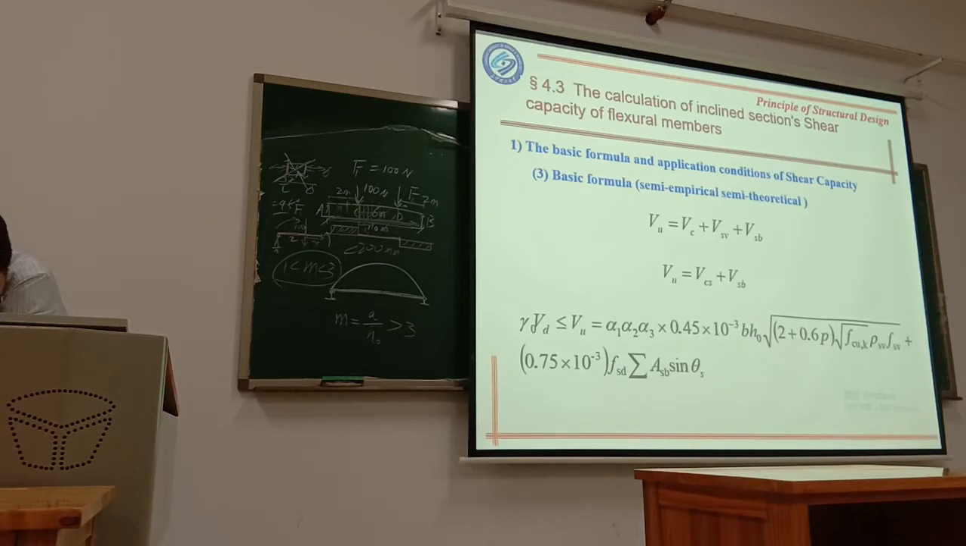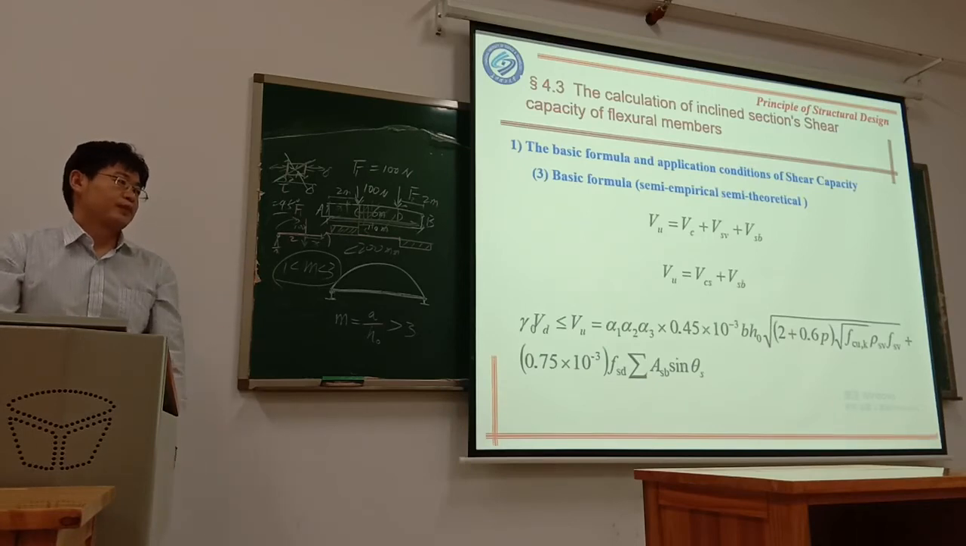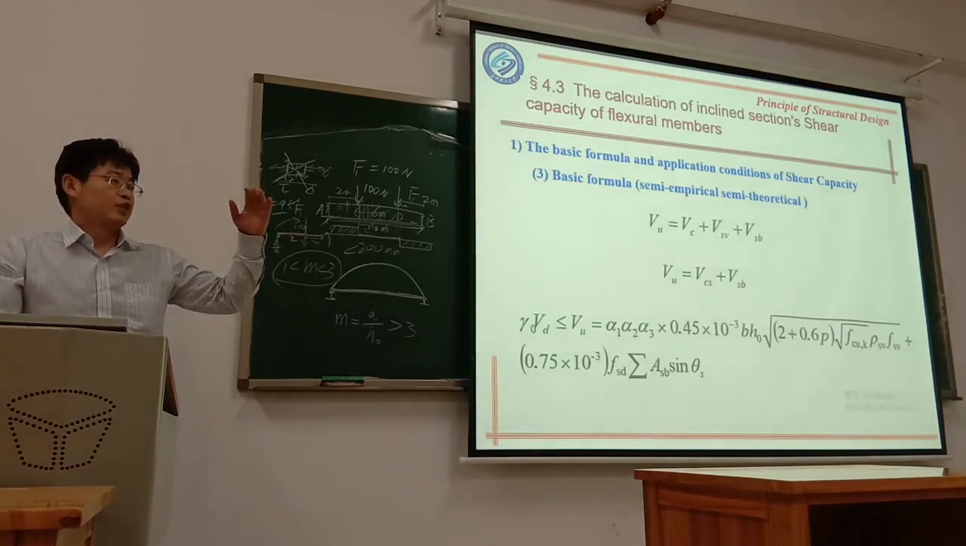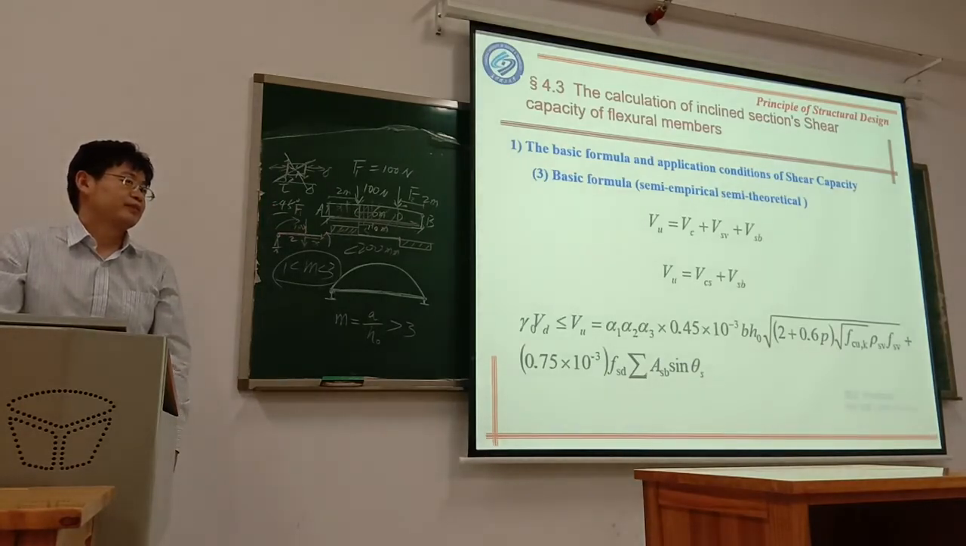So alpha 2 is a coefficient for the use of pre-stress. For reinforced concrete it is equal to 1. For pre-stress it is equal to 1.25. Why is the pre-stress value larger, 1.25? That means 25% improved. I think that is because of the steel.